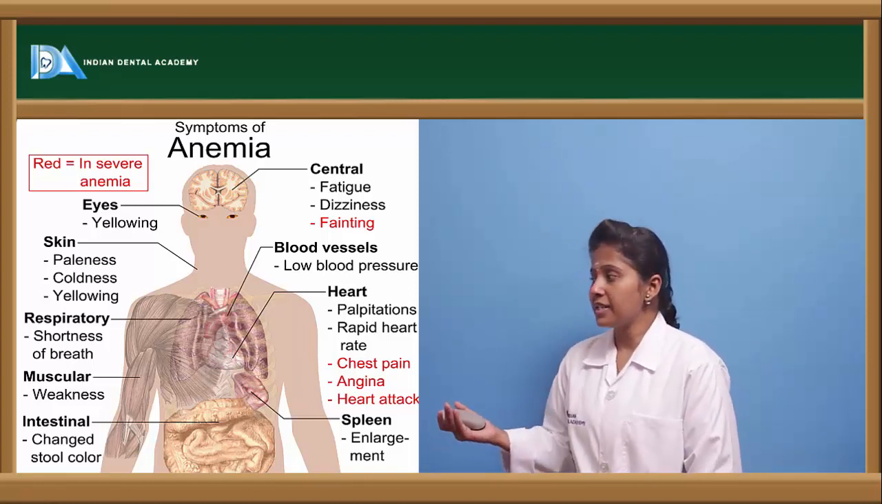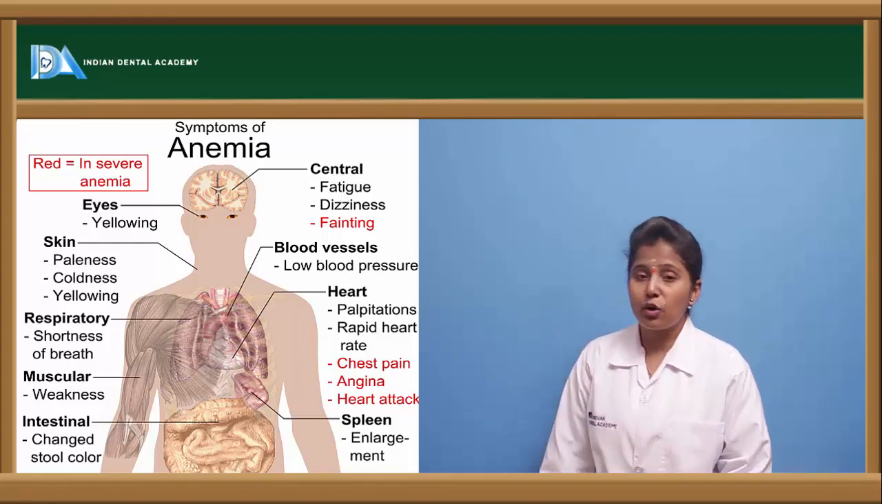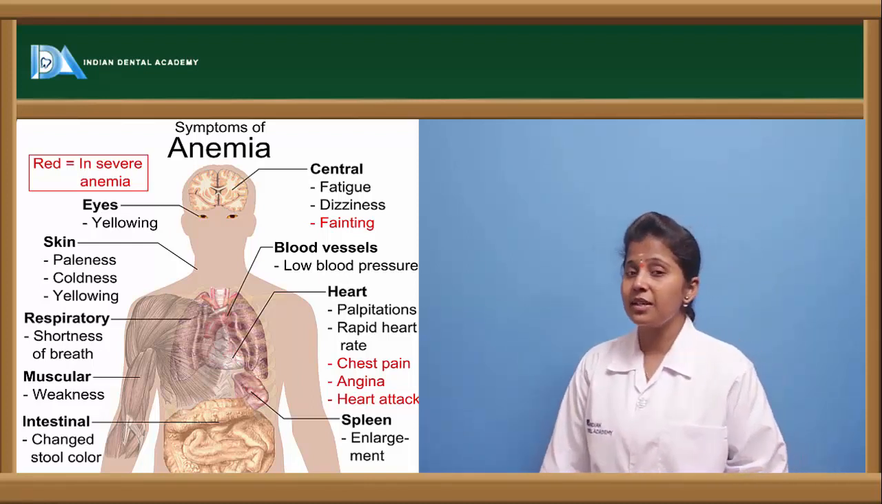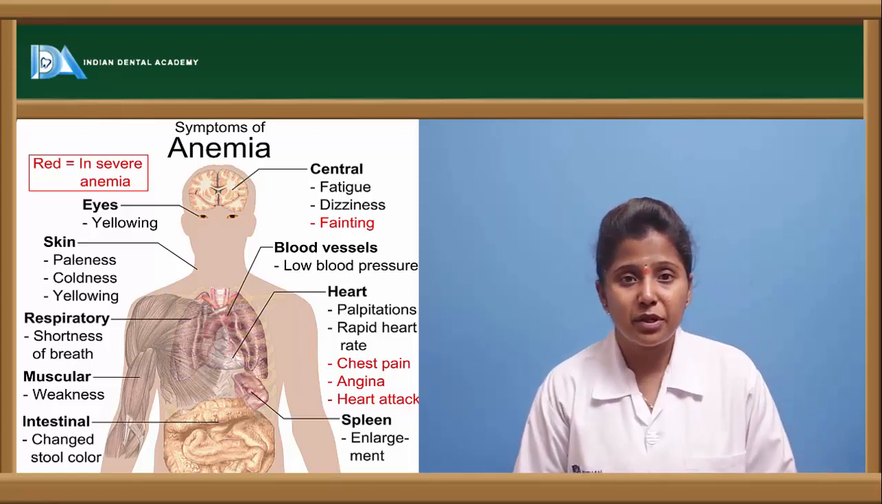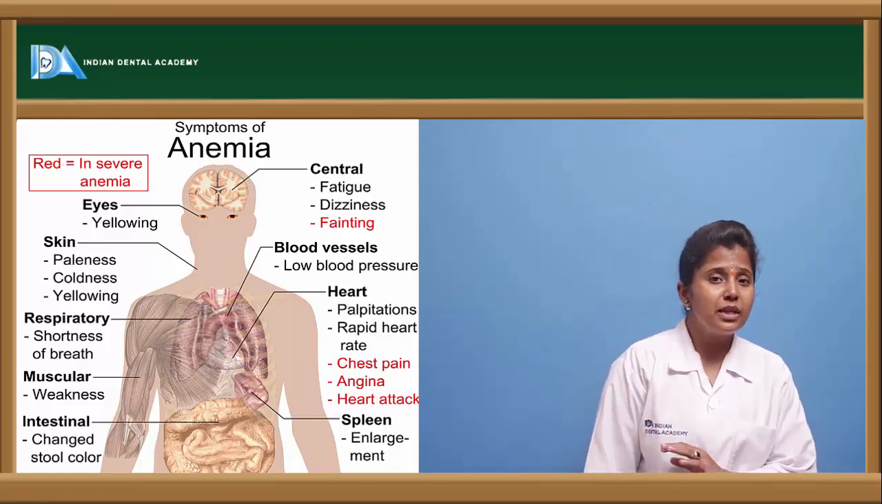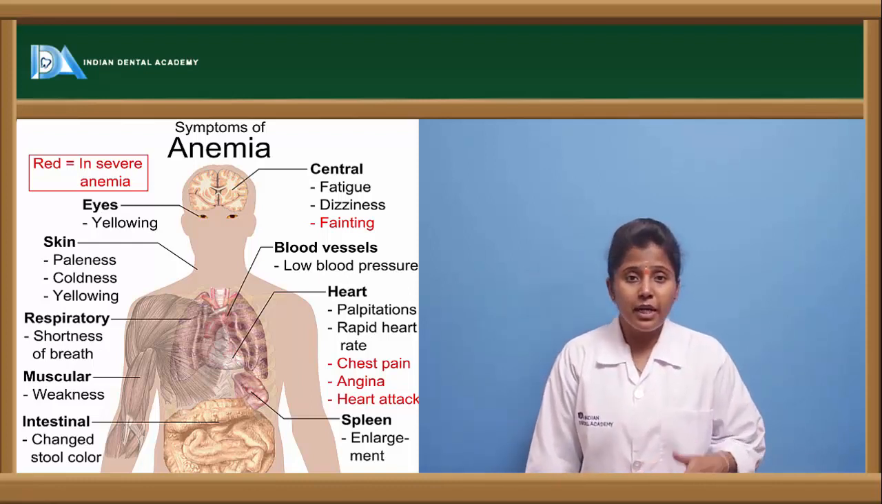And in the blood vessels, we will see very low blood pressure, heart functioning will not be proper, and in severe cases it may lead to heart attack also. And in the spleen there will be enlargement of the spleen. So these are all the possible effects or symptoms which can be observed if a patient is suffering from anemia.